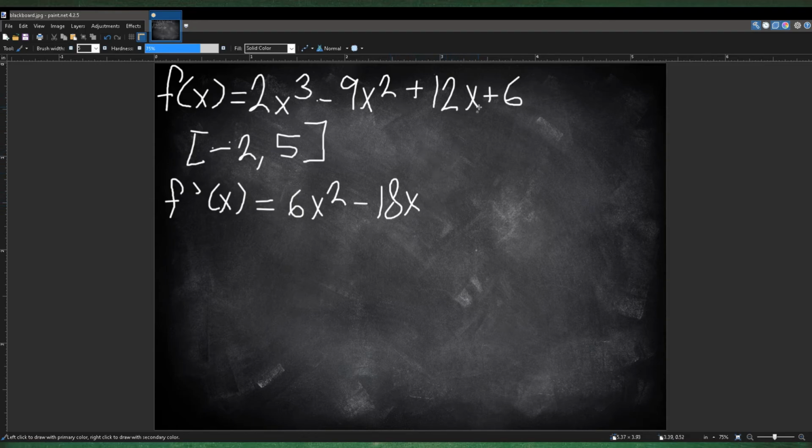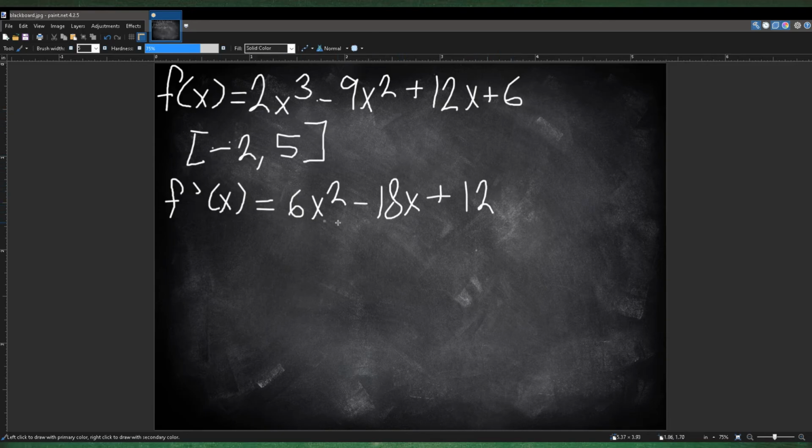Derivative of 12x, bring the exponent down. So 12 times 1 is 12, and x, the 1 right here, the 1 minus 1 is 0. So x to the power 0 is just 1. Okay? So it's just 12. So I'll just write this a little neater. So that's plus 12. Okay? So the derivative of a constant is always going to be 0. So the derivative of 6 is 0.